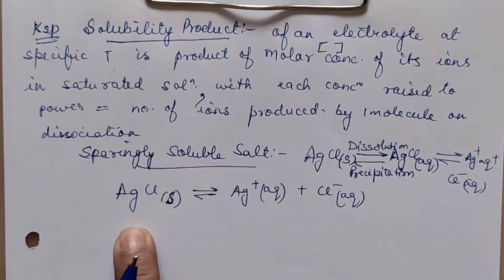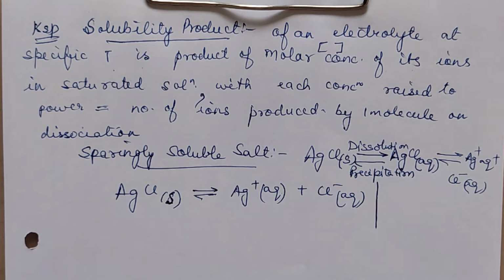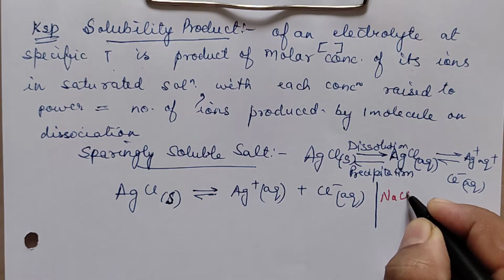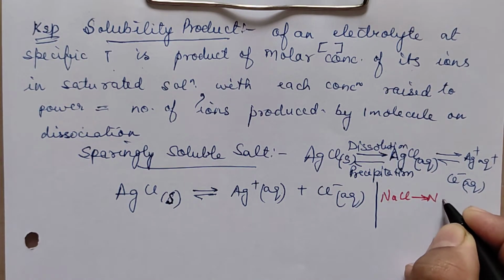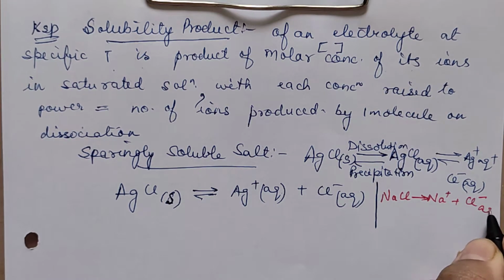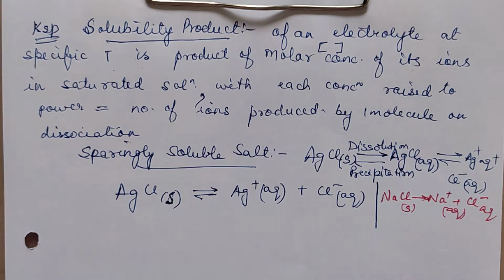Had it been completely soluble, it would ionize completely. For example, for NaCl, it dissociates completely and forms Na plus aqueous and Cl minus aqueous. This solid, when you dissolve, this is happening, right? But now this is a sparingly soluble salt. That means something like what we were doing for weak acids and weak bases.